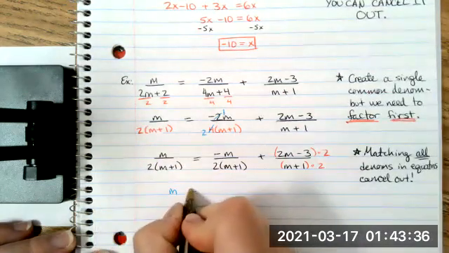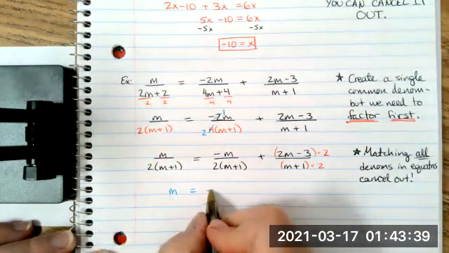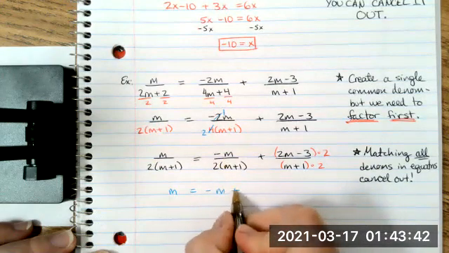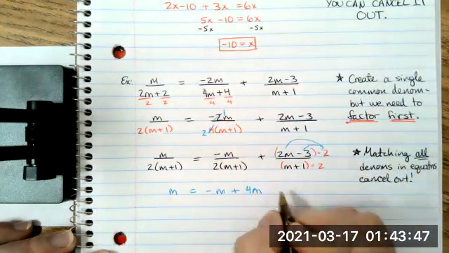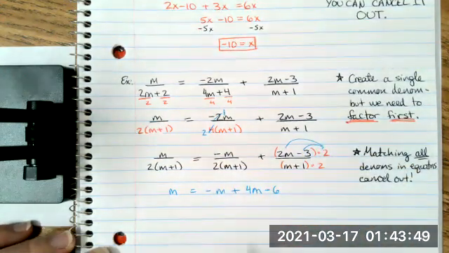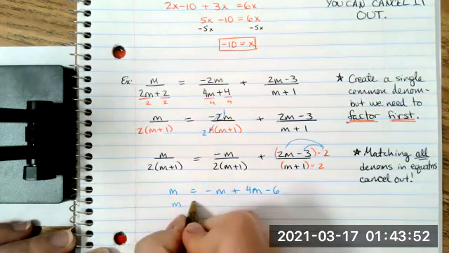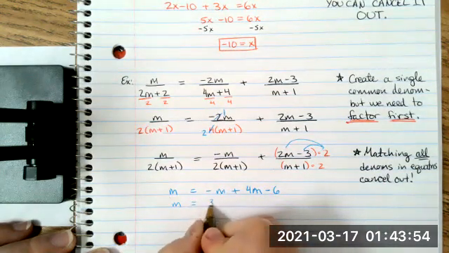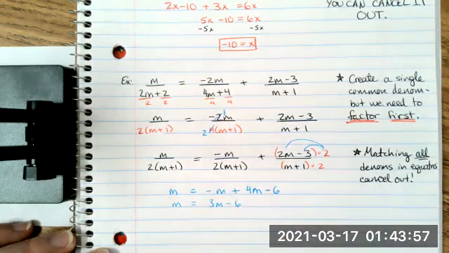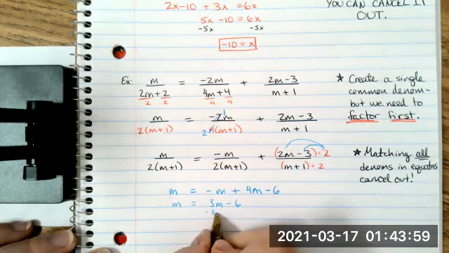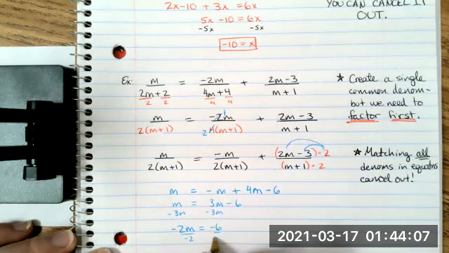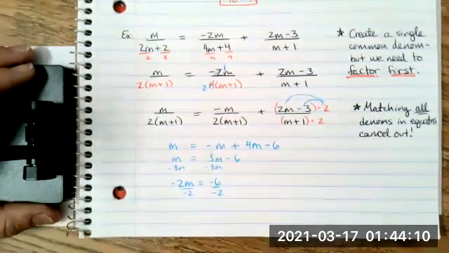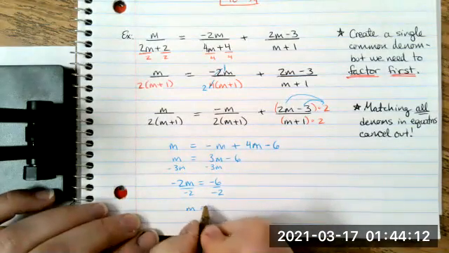m equals negative m plus, distribute my 2, 4m minus 6. So let's combine some like terms. m equals 3m minus 6. So I'll subtract 3m. I get negative 2m equals negative 6. Divide by negative 2, divide by negative 2. Oof, almost to the bottom of the camera. And m equals 3.